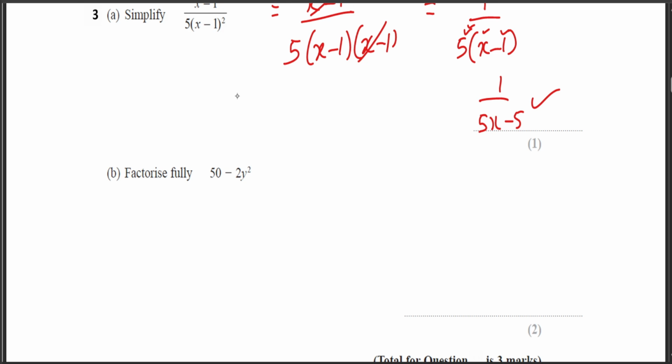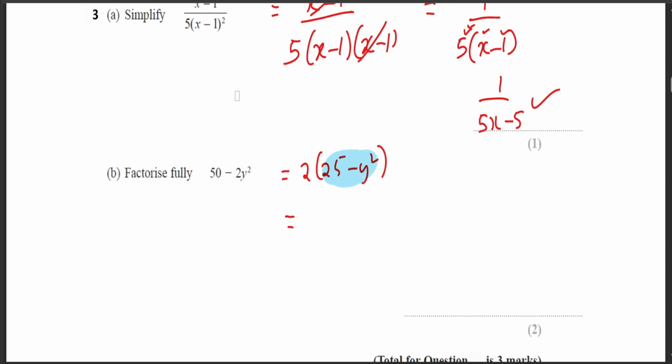Now factorize fully 50 minus 2y squared. So the common factor here is first 2. So you're going to get 2 into bracket 25 minus y squared. Now after doing that, you can factorize this one using the product of 2 squares.